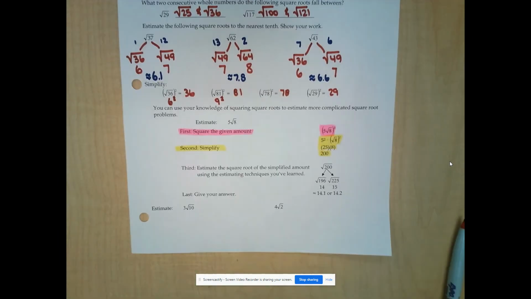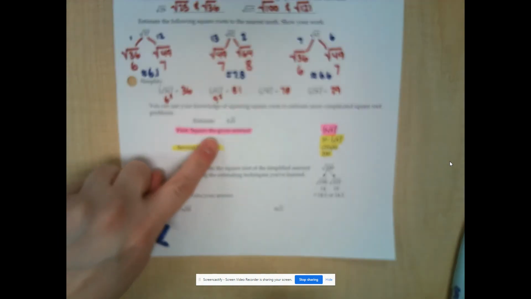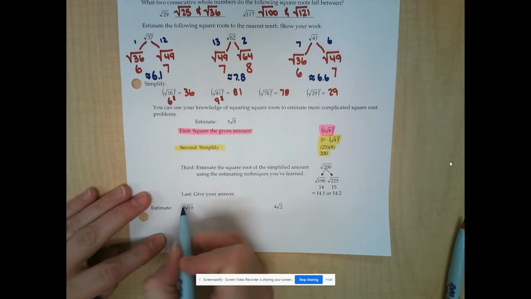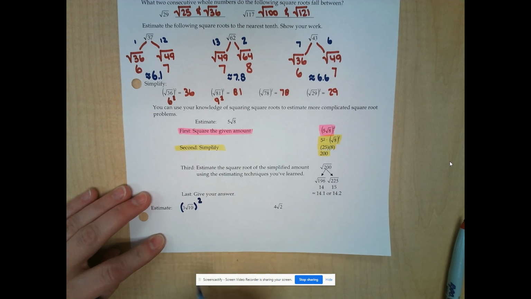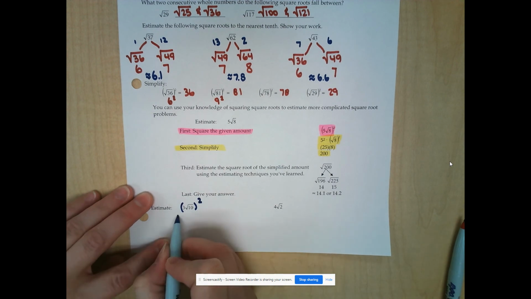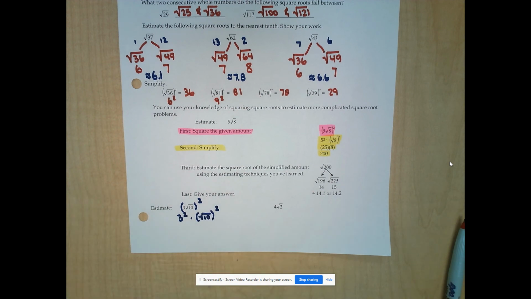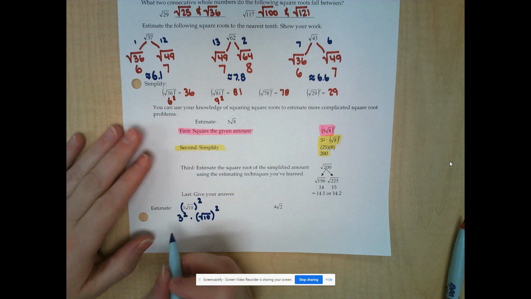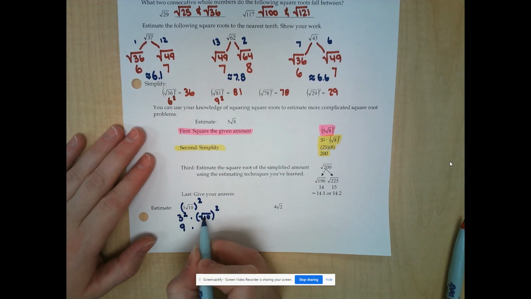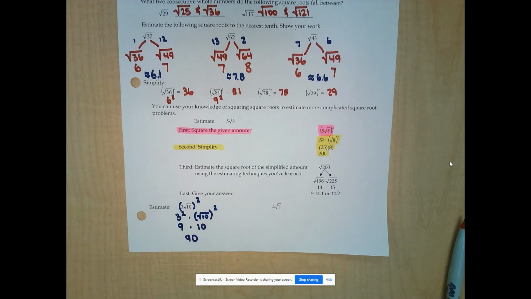So 3 root 10. Step 1 is square the given amount. So the first thing you're going to see me do is put it in parentheses and square it. Now, what does that mean? That means I'm going to do 3 squared, and it means I'm going to do the square root of 10 squared. I'm squaring both parts. I have 3 times 3, which is 9, and I have the square root of 10 squared, which we just learned. The square root and the squared cancel, and we get 10. 9 times 10 is 90. So that's steps 1 and 2. Squaring the amount given and simplifying.